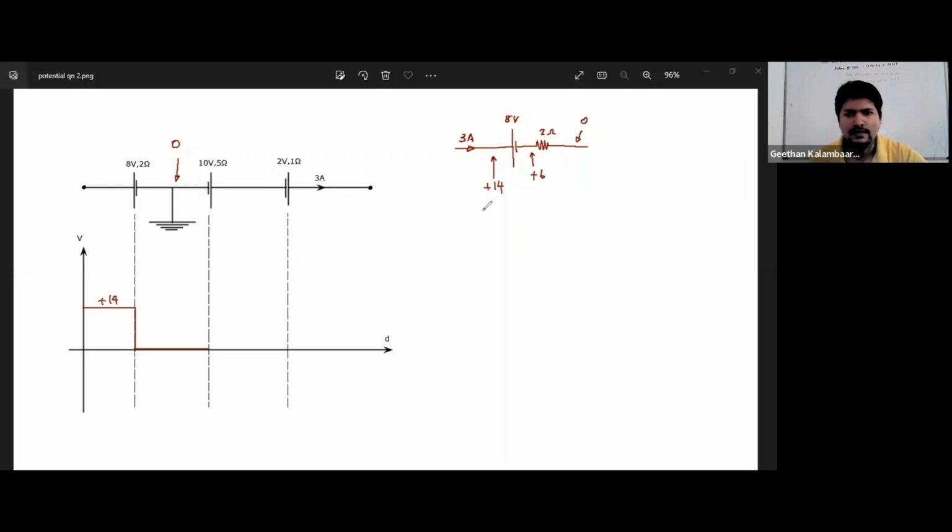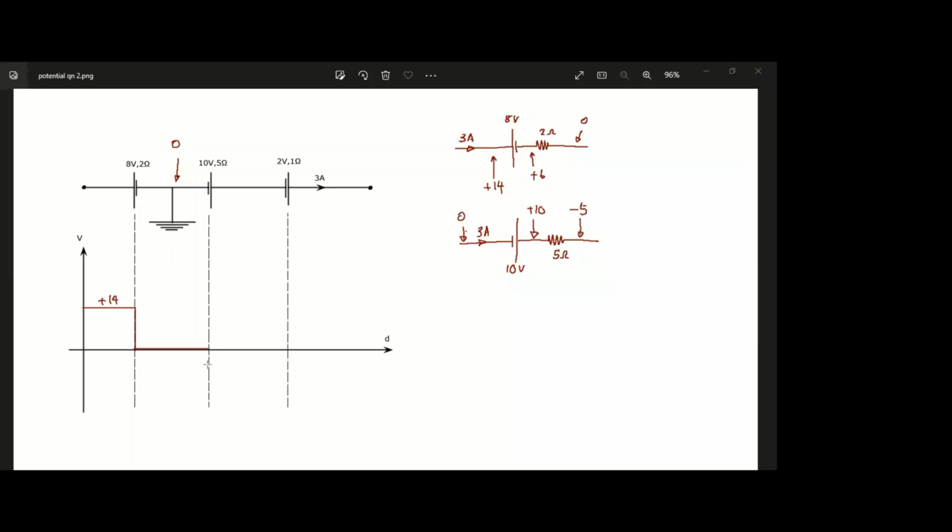And the other cells. On this side it's 0. 10 volts battery, 5 ohm resistor, 3 ampere current. So when it's 0 here, what you have here is plus 10, and it drops as current flows. It drops by 15. So it's minus 5.